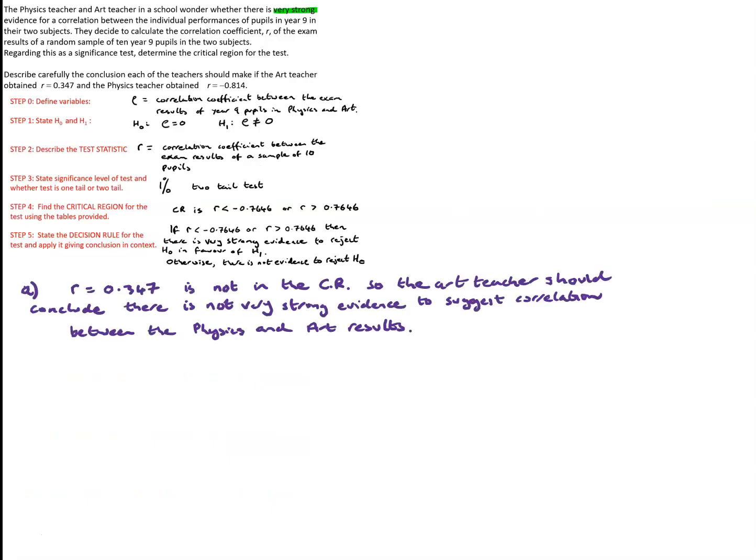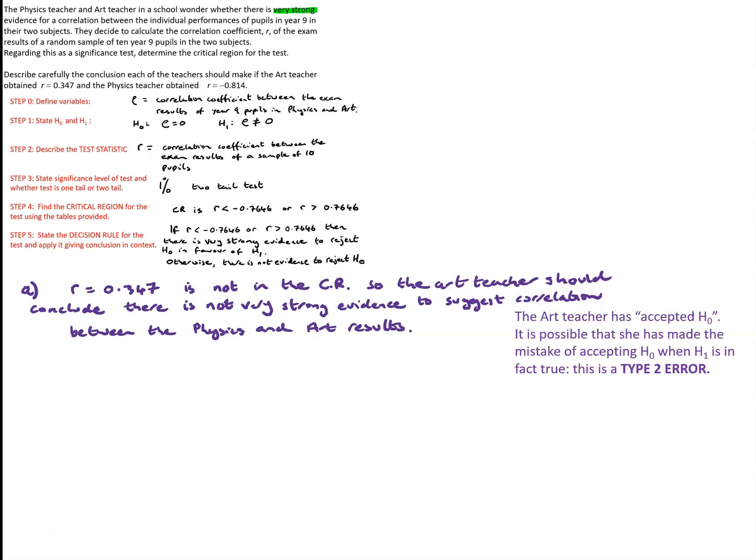So the art teacher had a correlation coefficient of 0.347 for her 10 students. This is not in the critical region, so the art teacher should conclude there is not very strong evidence to suggest correlation between the physics and the art results. The art teacher has decided to accept the null hypothesis.